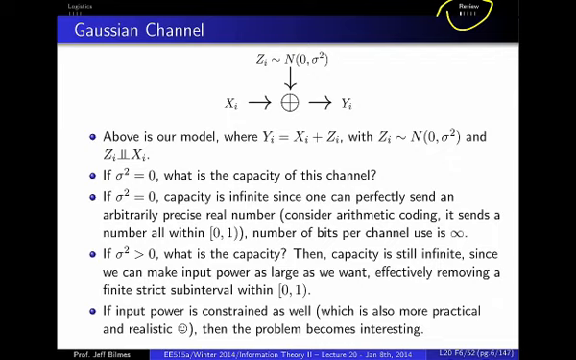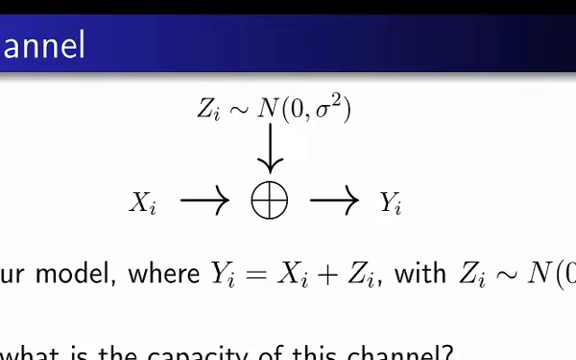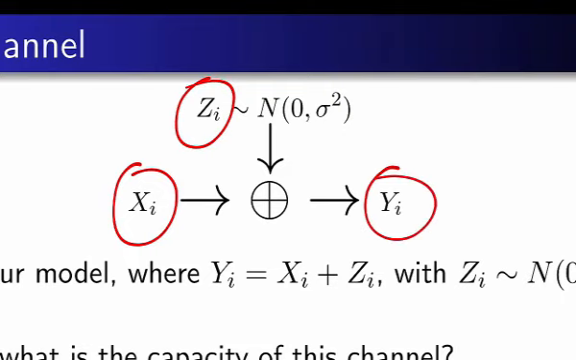Here is our Gaussian channel again, the channel that we've been analyzing, where we have an input x which is corrupted by additive Gaussian noise, and we get some output. For each use of the channel, we send a number, it gets corrupted by noise, and we receive a number on the receiving side. The question is, what's the capacity of this channel?